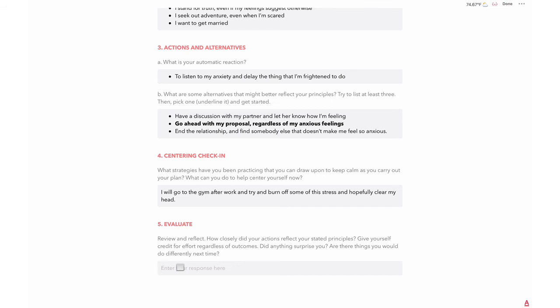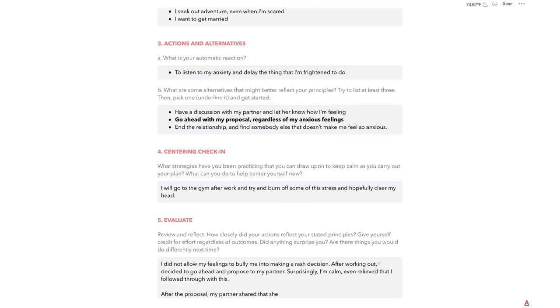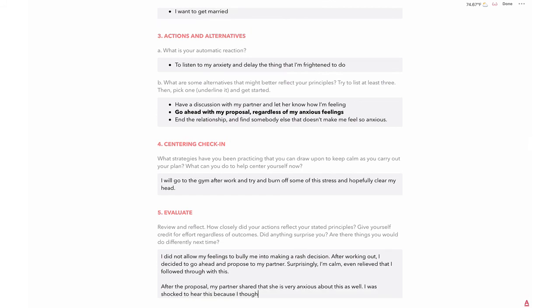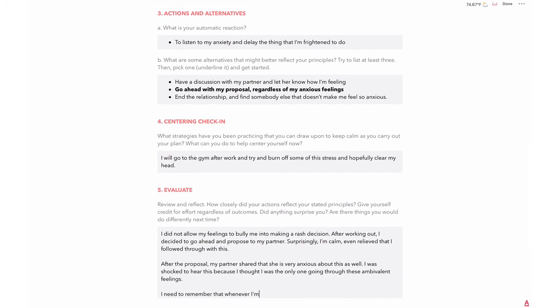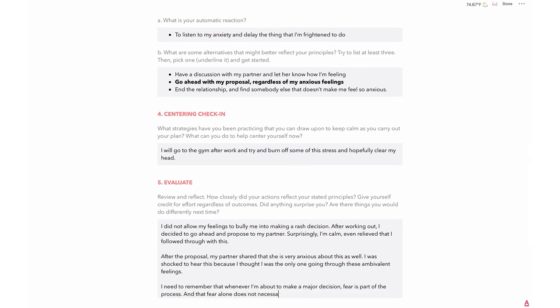So you might write something like, I didn't allow my feelings to bully me into making a rash decision. After working out, I decided to go ahead and propose to my partner. Surprisingly, I'm calm. I'm even relieved that I followed through with this. After the proposal, my partner shared that she was also quite anxious about this. And I was shocked by this because I thought I was the only one going through these ambivalent feelings. I need to remember that whenever I'm about to make a major decision, fear is part of the process, and that fear alone does not necessarily mean that I'm making the wrong decision. And that's it. Your SPACE plan is done.